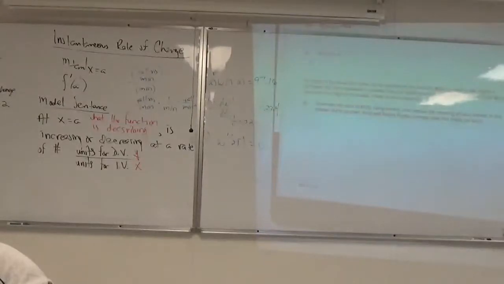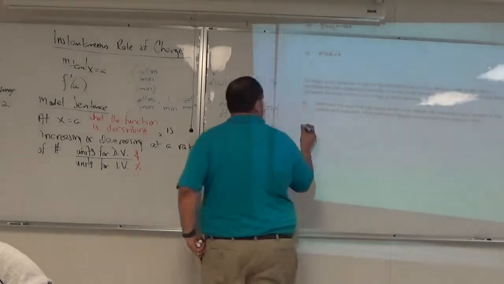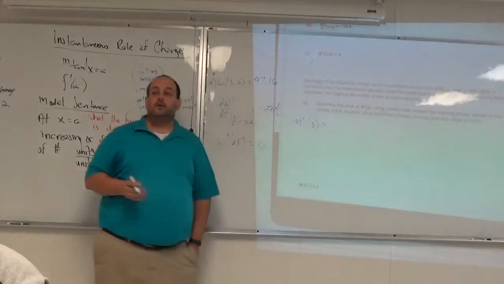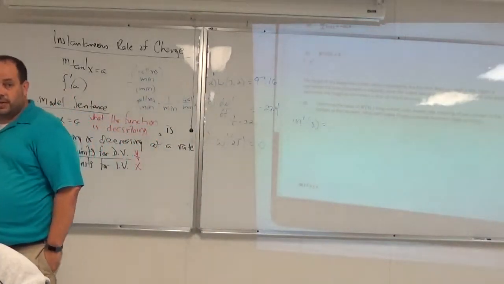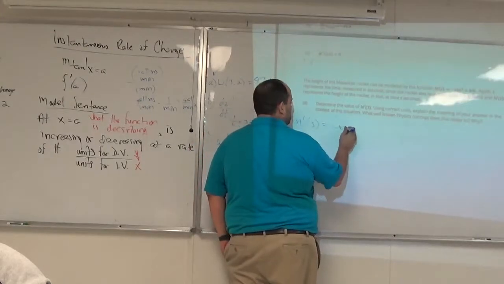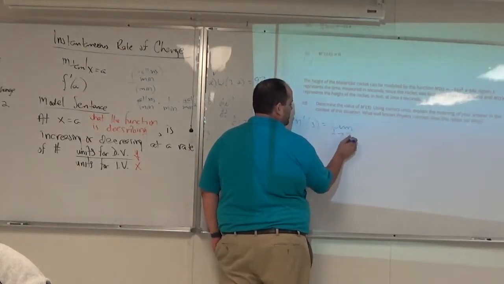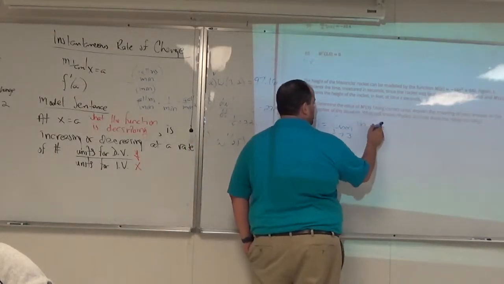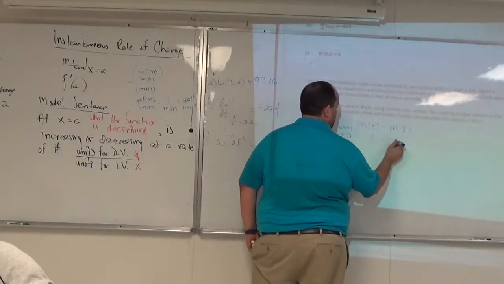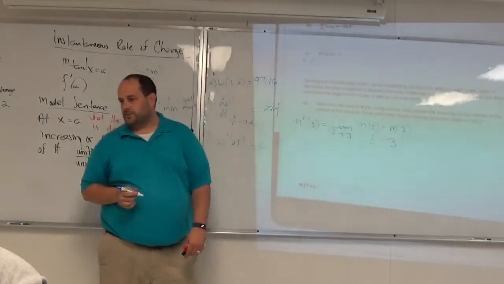Four people are off to an excellent start. Four people are on the board. If I'm going to find m prime of 3, you have to find this, and you don't get to use the calculator. M prime of 3 means I need the limit as t approaches 3 of m of t minus m of 3 over t minus 3.